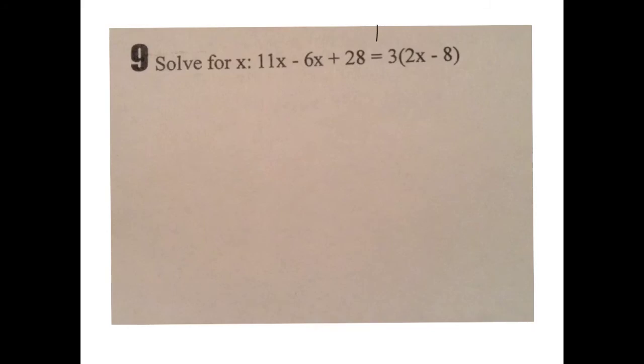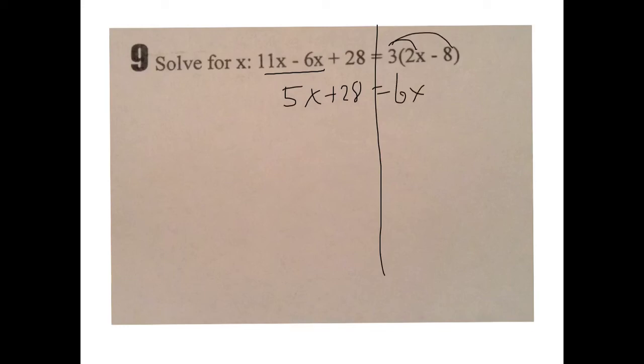Here we're going to solve. Draw my line down. I look for simplification. I can simplify that. That's 5x plus 28. And double rainbow, that's simplification over here. 3 times 2x is 6x. 3 times negative 8 is negative 24.